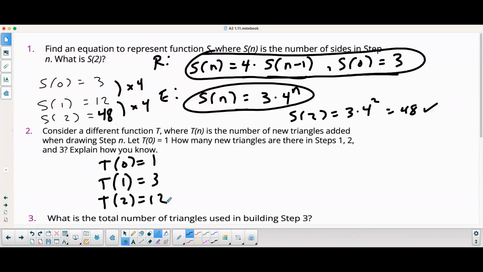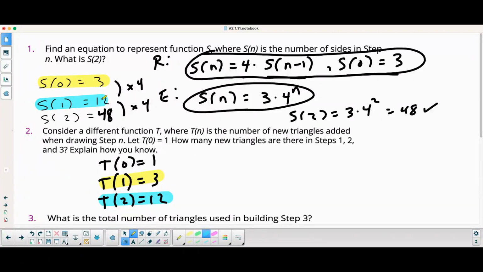All right, so you can kind of see the pattern here. If you look back here, the number of triangles is dependent on the number of open sides. So the steps are kind of off by 1. So if I look here at t of 1 is 3, whereas s of 0 was 3. And then if I look here at t of 2 is 12, s of 1 is 12.